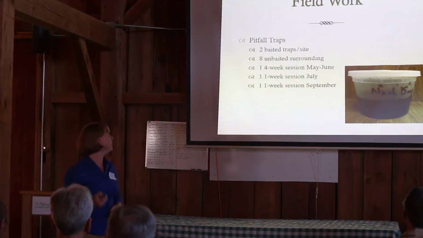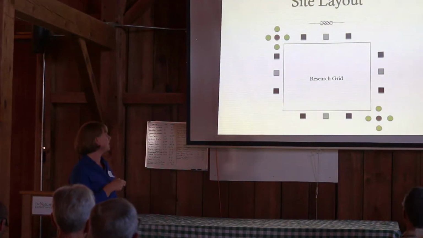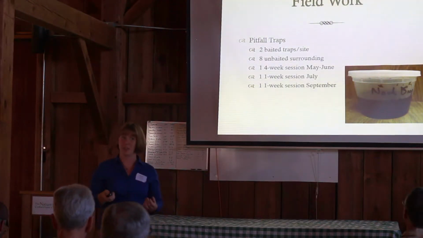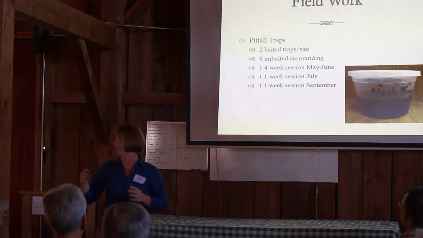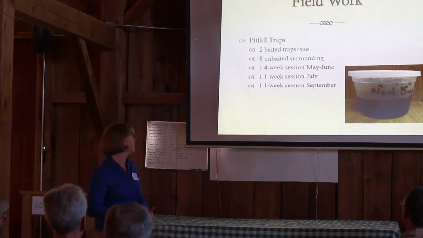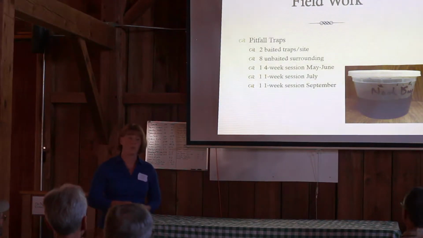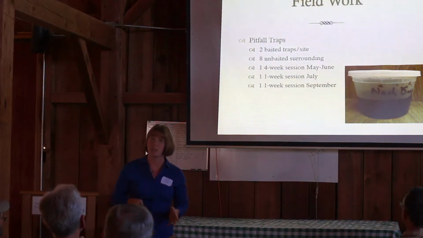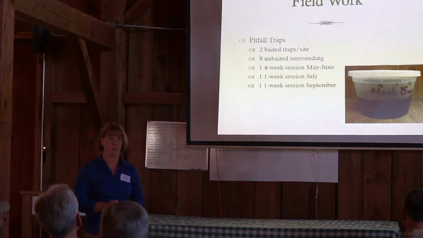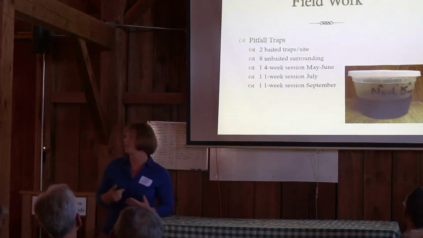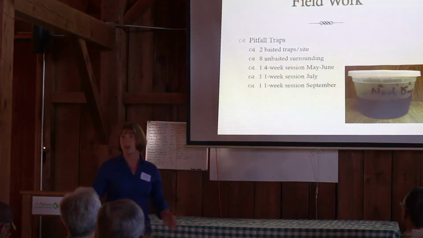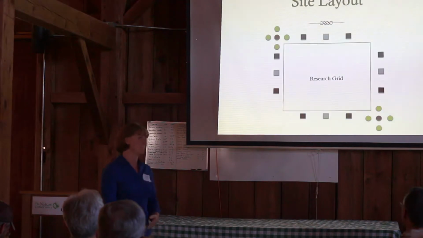So we have 2 baited traps per site. The baited traps are indicated by the brown circles here. And 8 unbaited traps, so 4 unbaited traps surrounding each of the baited traps for a total of 10 traps per site. We had the traps open for one 4-week session from May to June, another 1-week session in July, and another 1 week in September, just because, like I said earlier, some of the species emerge a little later in the season, and we wanted to get a complete picture of who all is out there in the prairie.